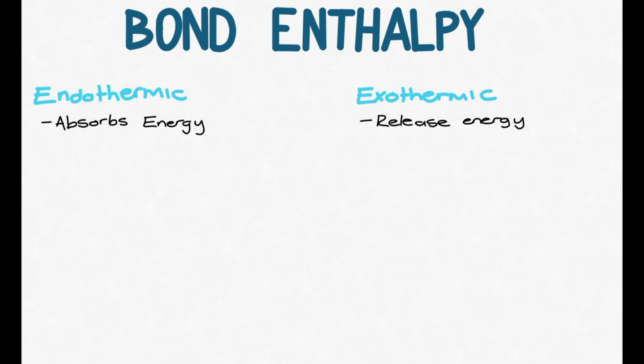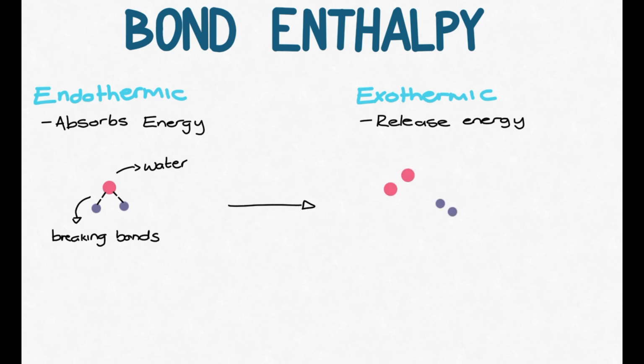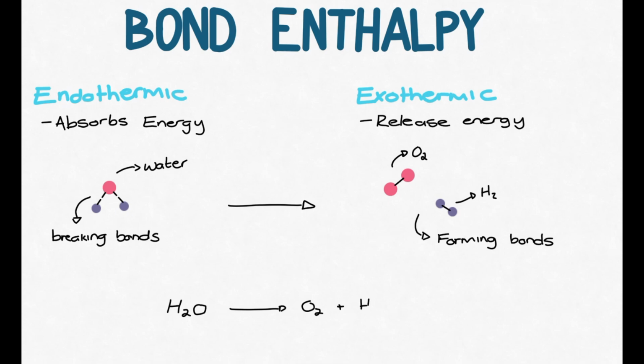thus will feel warm. Now, if we use an example of water, if we break the bonds between the oxygen and the hydrogen of water, this reaction will always be endothermic. But this will obviously then form hydrogen gas and oxygen gas, and the bonds that form between these molecules will release energy and be exothermic. We can write this as a chemical equation as well. So H2O, water, will give off oxygen gas, O2, and hydrogen gas, H2.